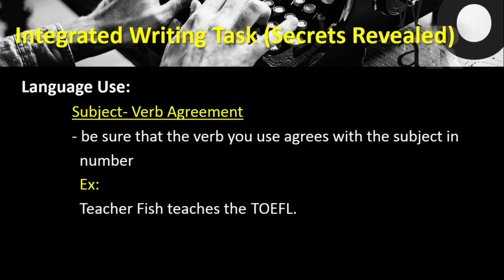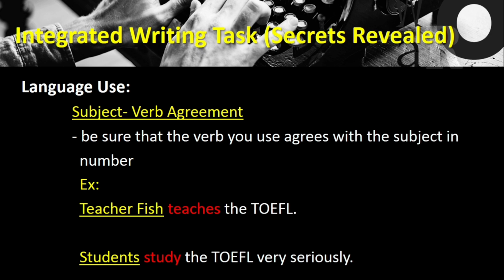Let us take as example the following sentences. The first one says, Teacher Fish teaches the TOEFL. As you can see, Teacher Fish, which is the subject of the sentence, is only 1 in number, so the verb teach is in singular form, which is teaches. Conversely, in the sentence, students study the TOEFL very seriously, the subject, students, is in its plural form, so the verb has to agree with it and be in its plural form as well.